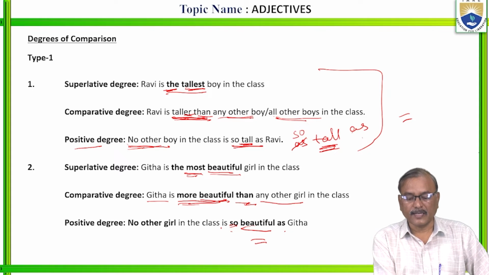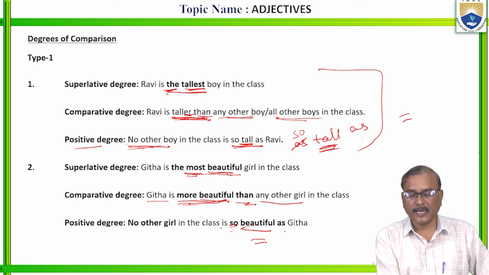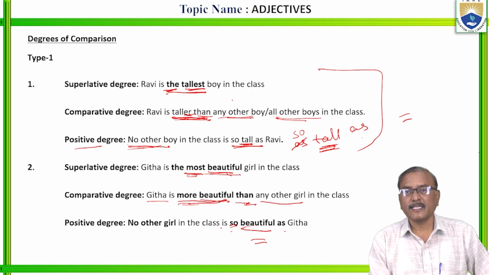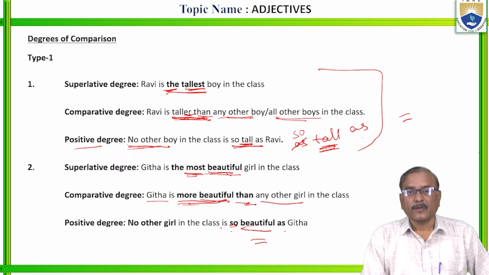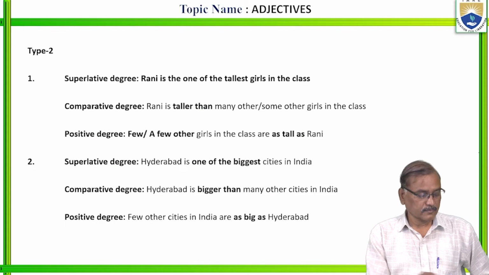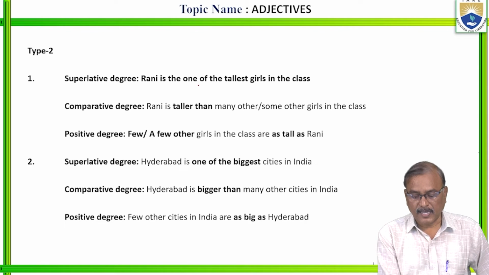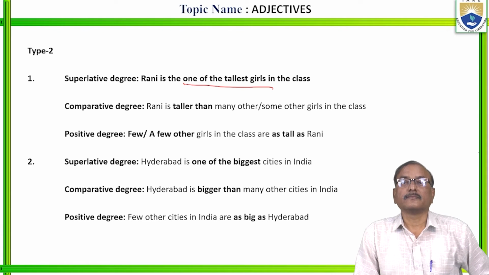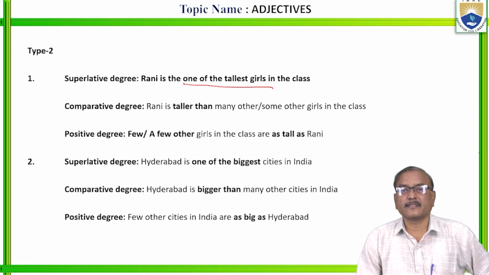You have to understand here: superlative, the most beautiful, means no one is equal. The tallest means no one is equal. Right? Okay, next one, type 2. Rani is one of the tallest girls in the class. Rani is one of the tallest girls in the class.